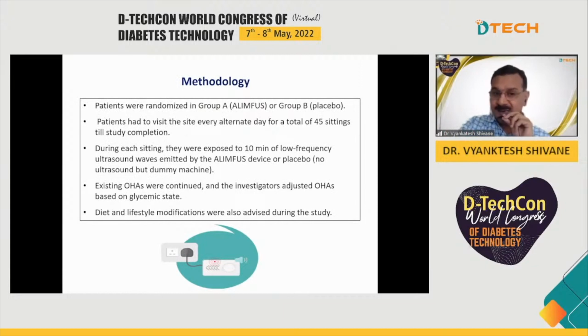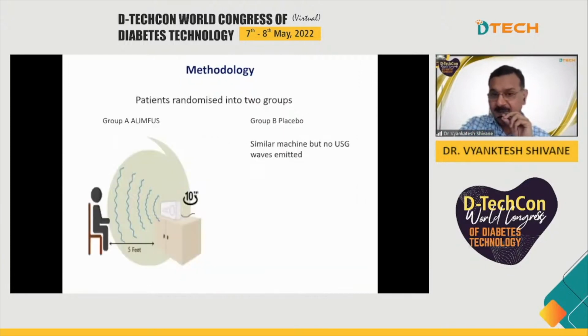The patient has to visit the site every alternate day for 45 sittings. And during each sitting, they were exposed to 10 minutes of low frequency ultrasound, which was emitted by the ALIMFUS device or placebo. The overall hypoglycemic agents that the patients were on were continued and dietary lifestyle changes were advised to the patients. Now, for this ultrasound, the patient was advised to sit 5 feet away because of acoustic streaming.